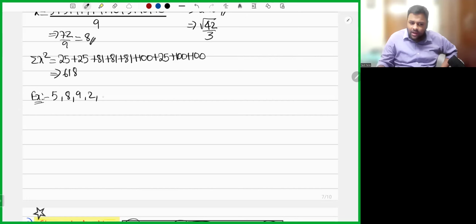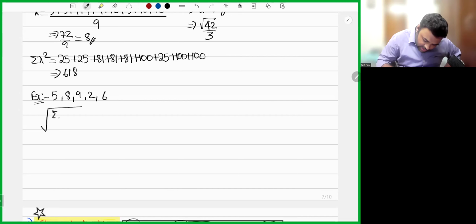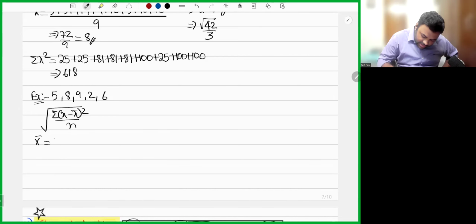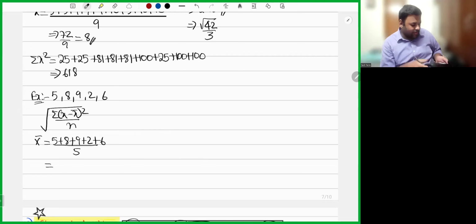5, 8, 9, 2, 6. I need to calculate standard deviation. Under root summation of x minus x bar whole square by n. First x bar: 5 plus 8 plus 9 plus 2 plus 6 whole divided by 5, which is 6.